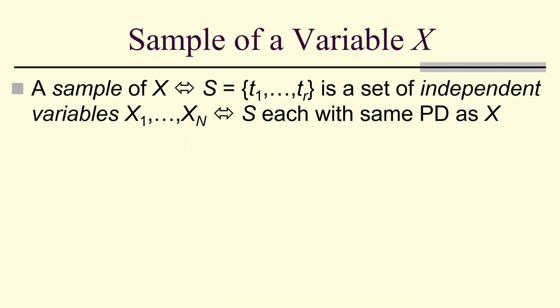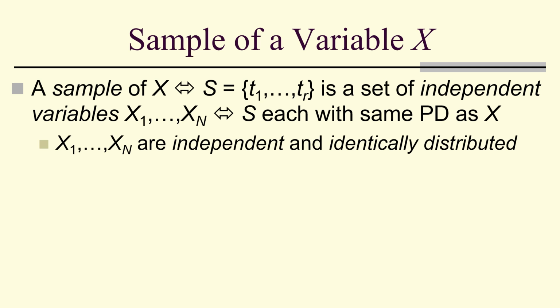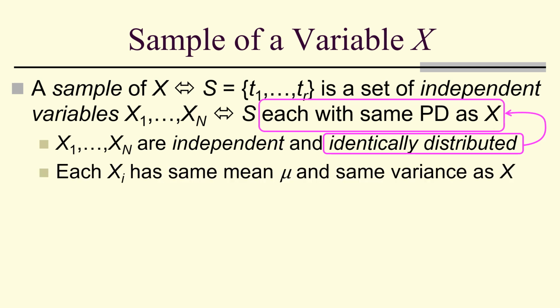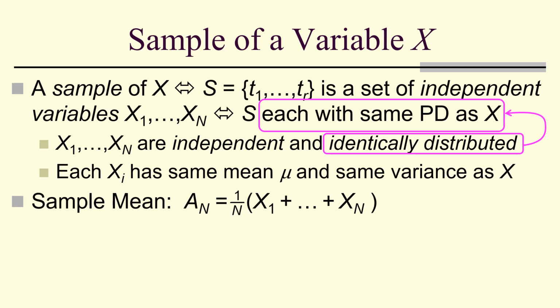So if we take a sample of a variable x, we want to take independent samples, so we have independent variables x1 to xn, each with the same probability distribution as x, or in other words, we say x1 to xn are independent and identically distributed. Sometimes we abbreviate that IID. Each xi has the same mean mu and the same variance as x. The sample mean is defined to be the average of x1 to xn.